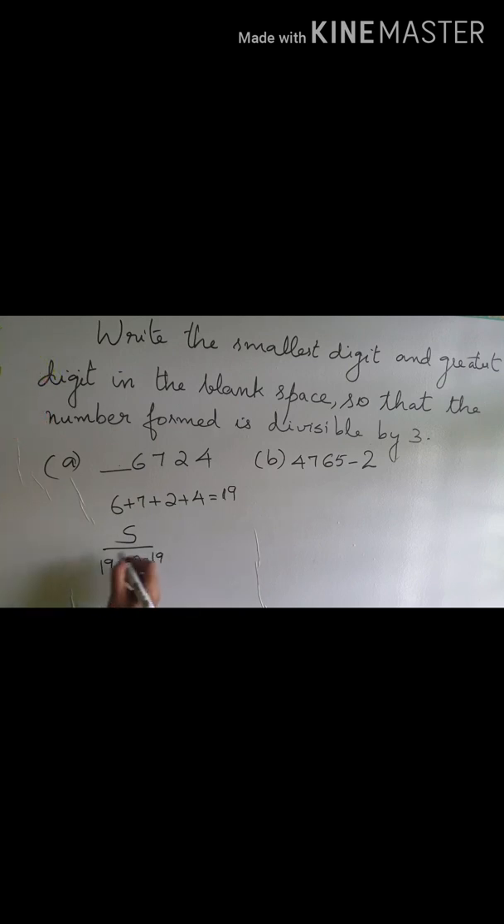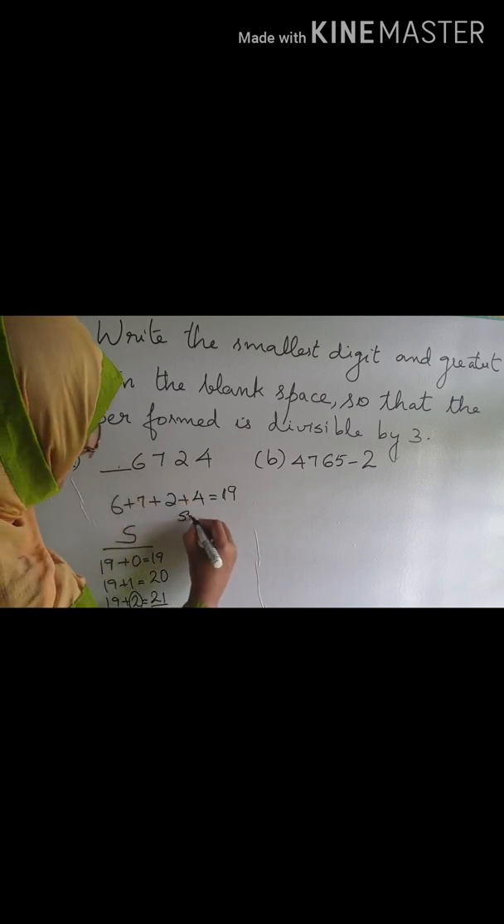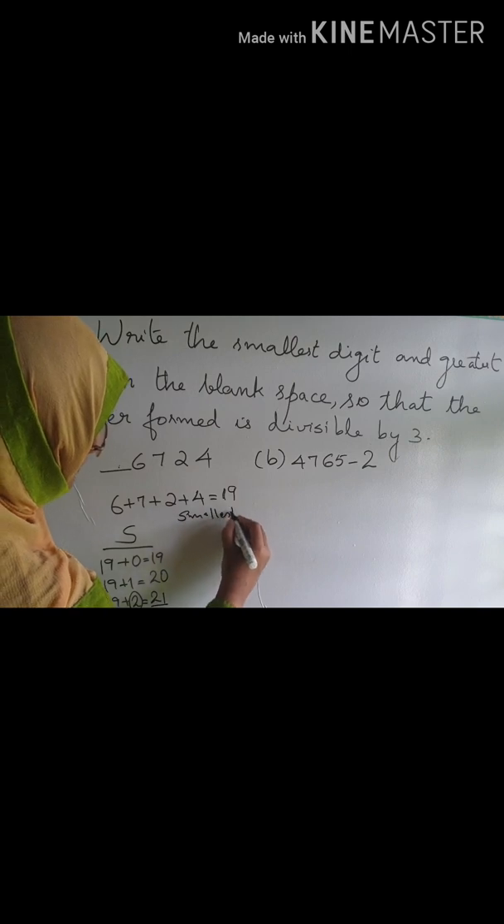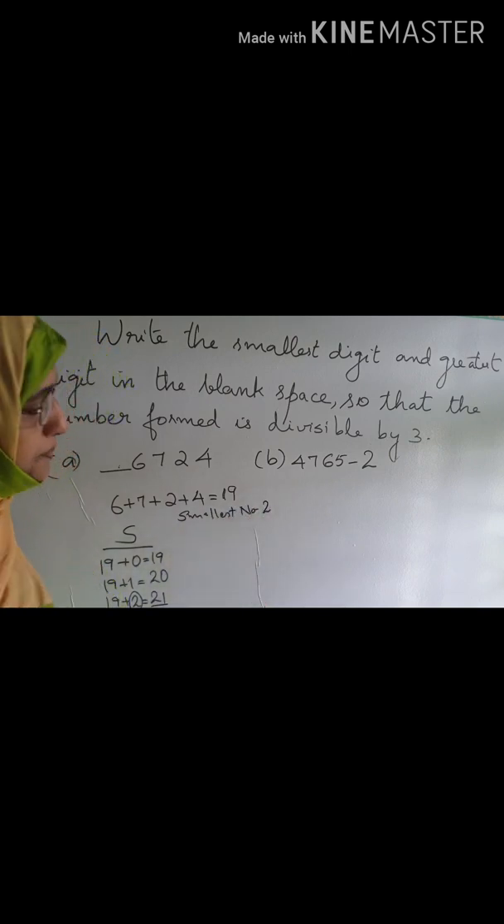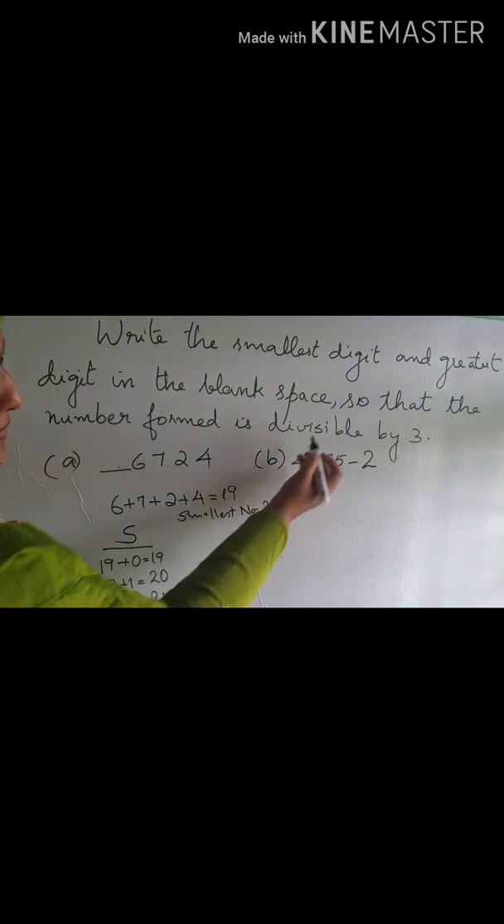Then next, 19 plus 1 is 20, not a multiple of 3. Then 19 plus 2 is 21. 21 is a multiple of 3, isn't it? So the smallest number which you can write there is 2. So where will you write that? Smallest number, 2. Okay.